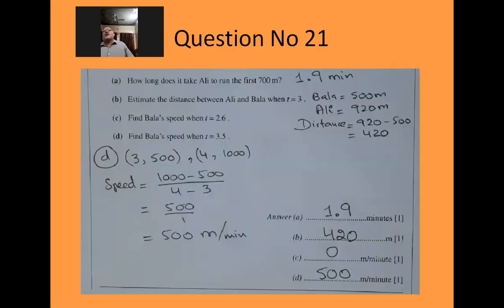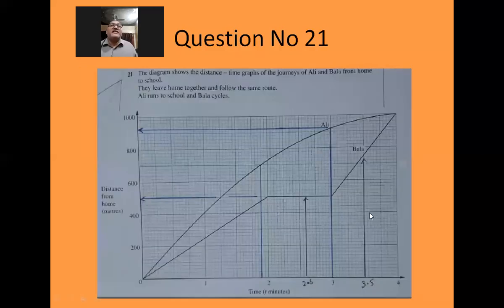The next question is find Bala's speed when the time is equal to 3.5. I can very easily tell this from the graph paper. So here you have 3.5 on the time axis. From here you go up.